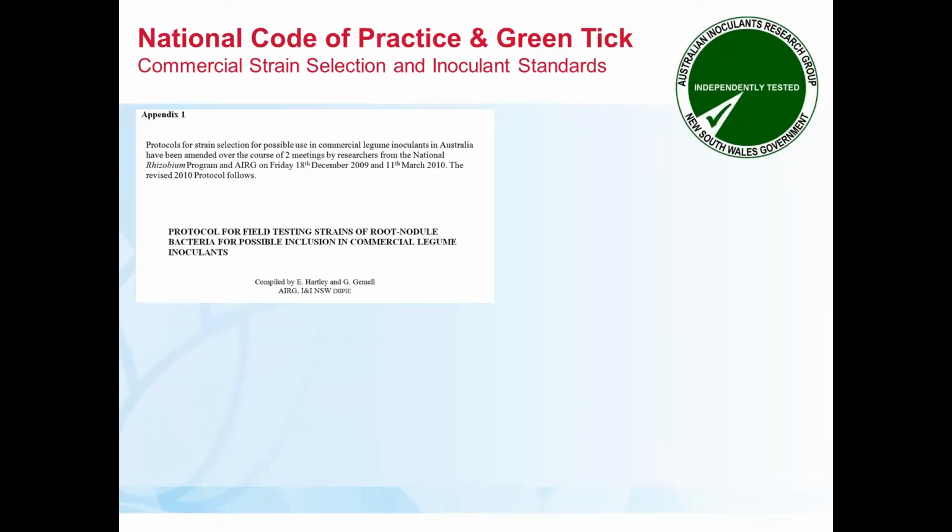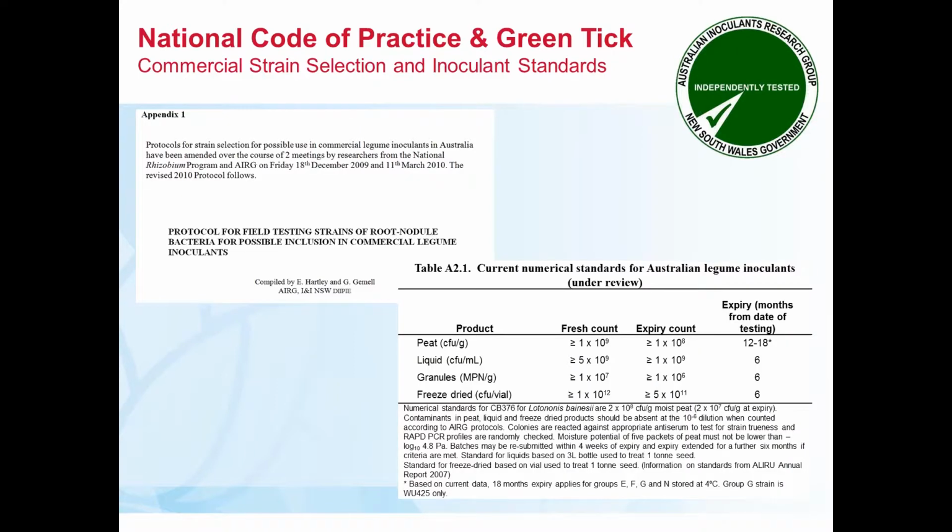So our group curates the National Code of Practice and Green Tick Scheme, which I want to tell you about today. There are two parts to this National Code of Practice: the protocols for selecting the elite commercial strains in Australia, and the current numerical standards for legume inoculants. Under this program, there are 41 official commercial strains that have been developed over many, many years, and these cover over 100 legume species. Within these species, there are many, many legume cultivars. So there's quite a broad reach of these commercial strains.